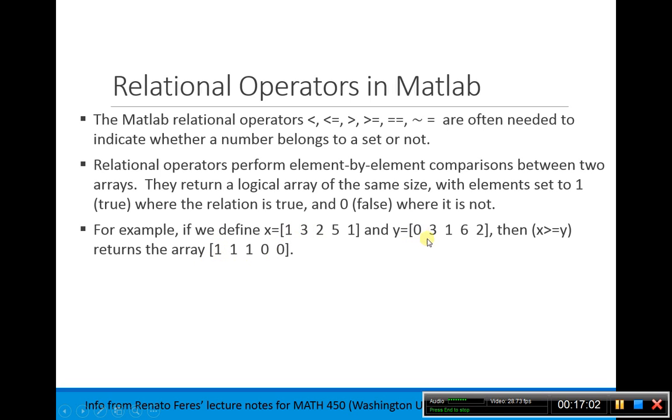Is 3 greater than or equal to 3? Yes. So I set a 1. Is 2 greater than or equal to 1? Yes. Is 5 greater than or equal to 6? No, so it's false. Is 1 greater than or equal to 2? No, so it's false. So when I did x greater than or equal to y, it figured out all those times where it was true and all the times where it was false.